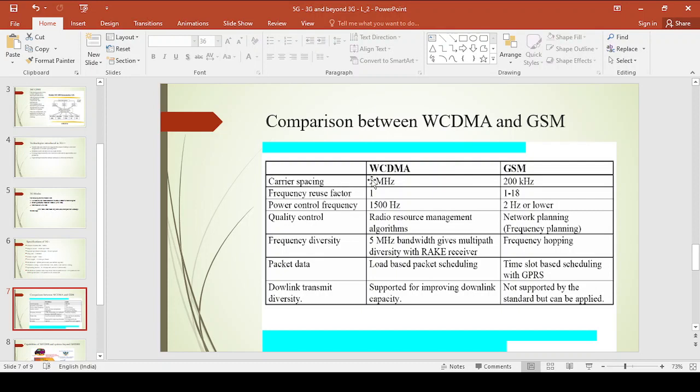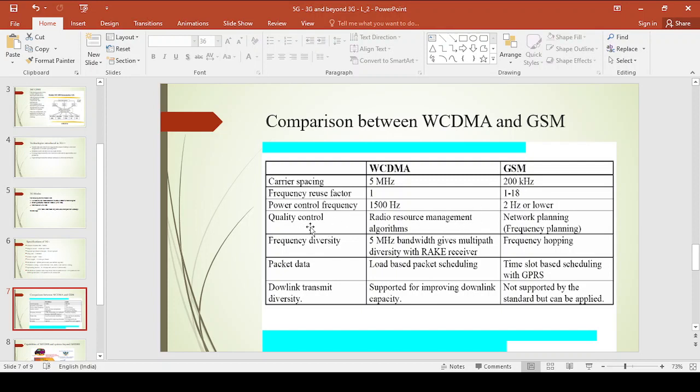Now the channel bandwidth for WCDMA is 5 MHz and for GSM is 200 kHz, and the frequency reuse factor is nothing but the rate at which frequency can be reused in a particular cell. That is 1 for WCDMA, and for GSM it is 1 to 18, right? Power control is used to minimize the interference in the cell at a frequency of 1500 Hz under WCDMA and 2 Hz or lower under GSM.